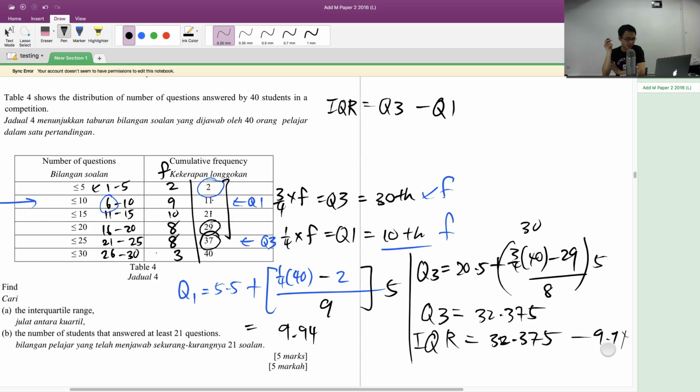Yeah, suppose we do it like this, but then the answer actually is not the same as the marking scheme. Either I did something wrong here. Let me just try. This is 10, right? 10 minus 2 is 8 divided by 9 multiplied by 5 plus 5.5. Yeah, I'm pretty sure this is correct. Okay, this one is 30 minus 29, divided by 8, multiplied by 5, plus 20.5.